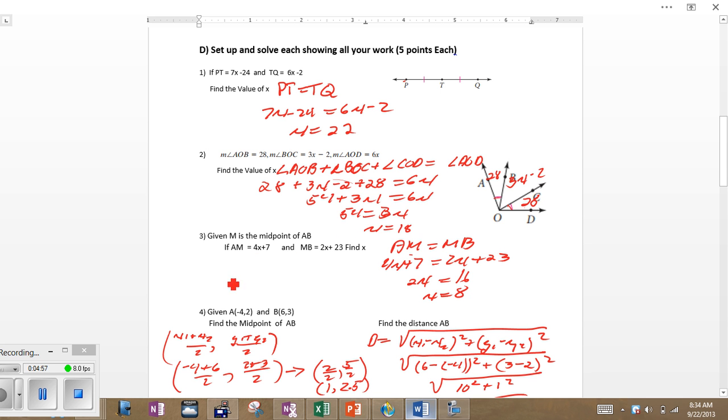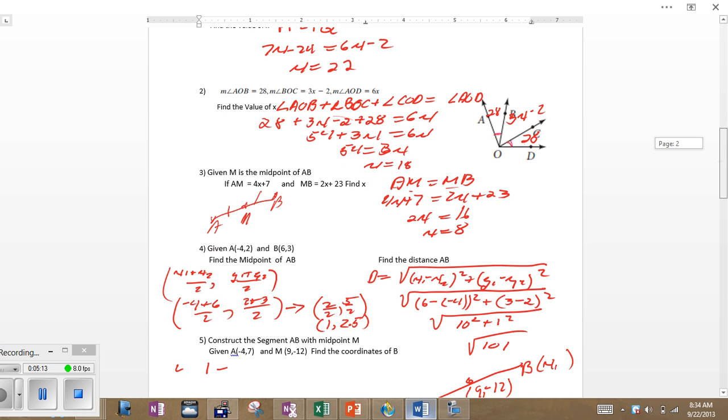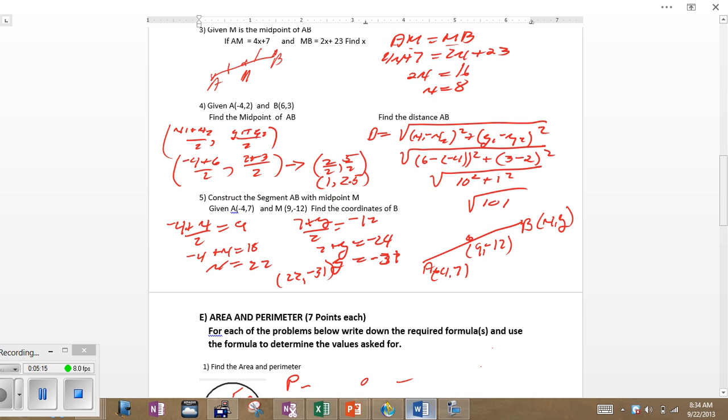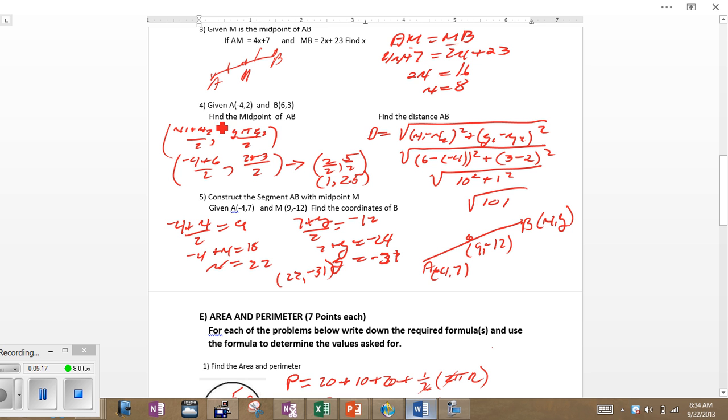All right, here's a segment AB with midpoint M. You should draw it if you need to. So obviously AM and MB are equal. If you get that right, you should get everything else right because it's a simple equation from there. Solve for x equals 8. Midpoint and distance formula. Okay, write them down.